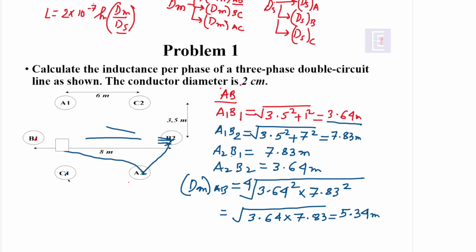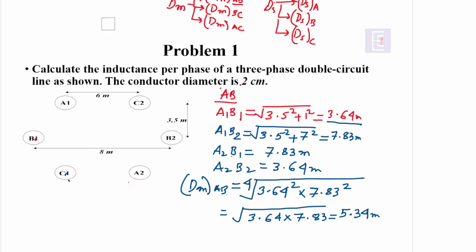Now let us come to what will be next. So we have calculated DMAB. Let me write it down. We have calculated DMAB as 5.34 meter.